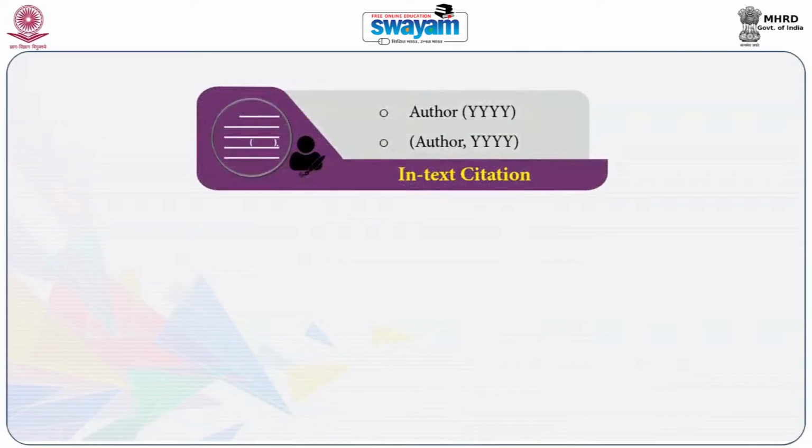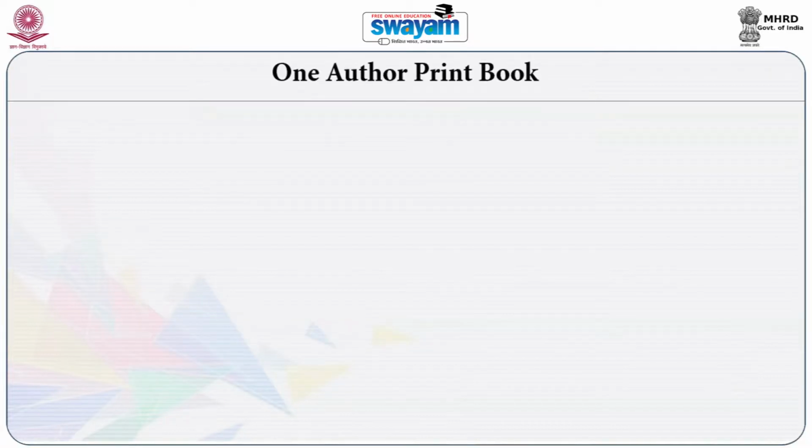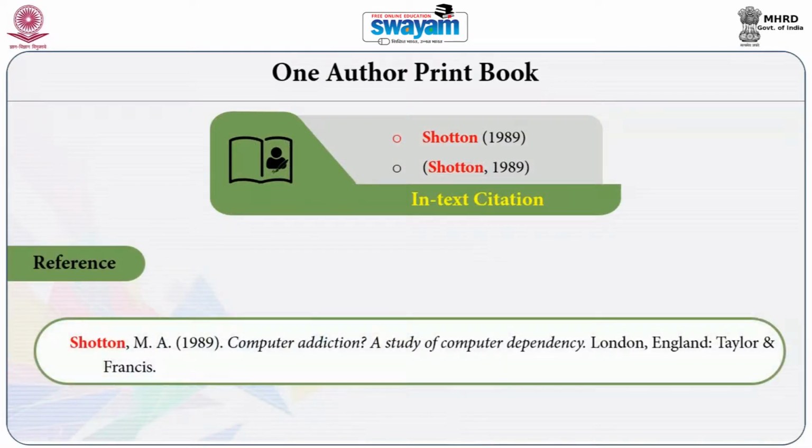Now we come to the most important part, how to provide in-text citation and format references while writing an article, thesis or book. For one author print book, see the example displayed on the screen. In-text citation is last name of the author and year in parentheses or round brackets. Or you can also give it as last name of the author, comma, year, both in parentheses.